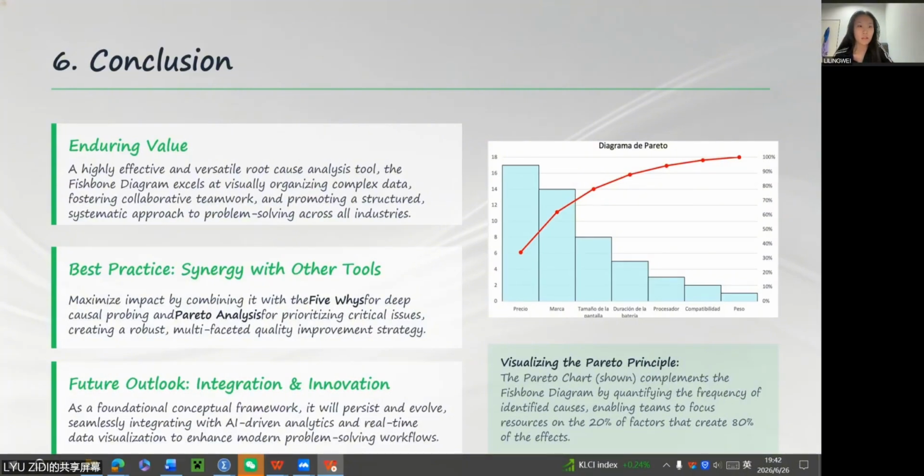To conclude, the fishbone diagram is a simple but powerful tool for identifying root causes. It helps teams think systematically, improve communication, and find long-term solutions. When combined with tools like the 5 Whys or Pareto analysis, it becomes even more effective for solving complex problems. And that's all of our presentation today.